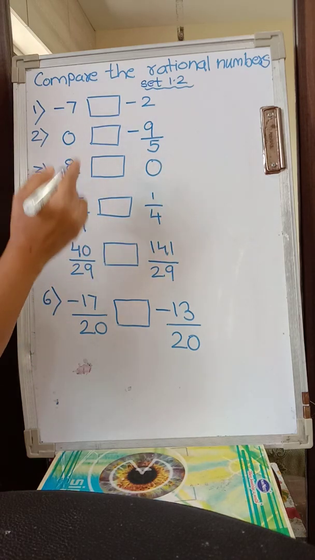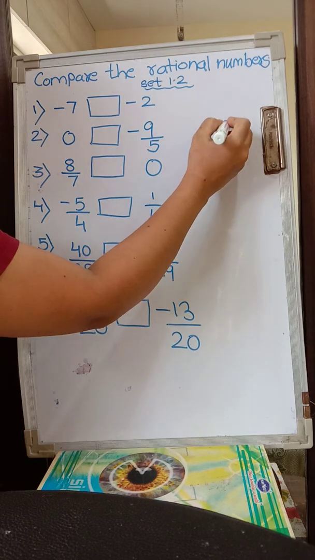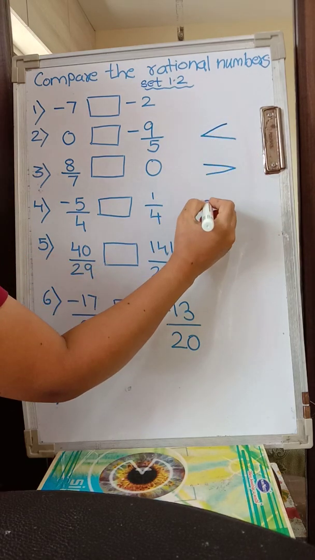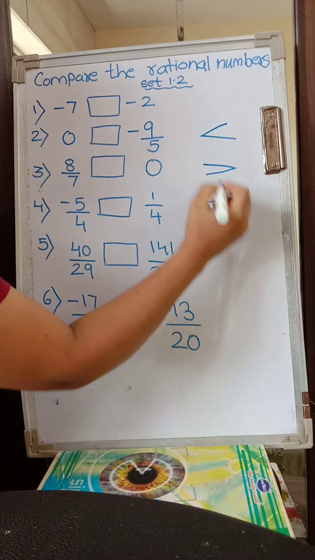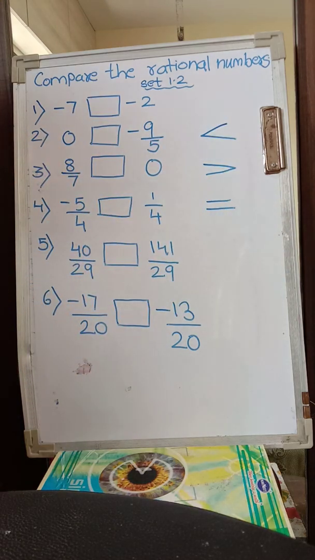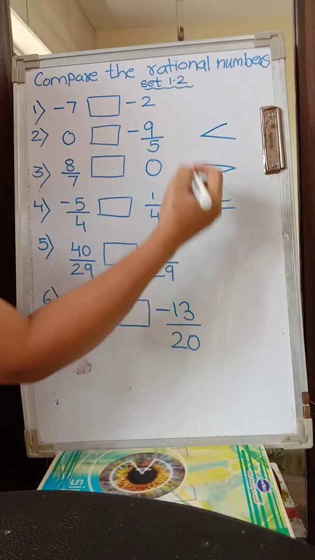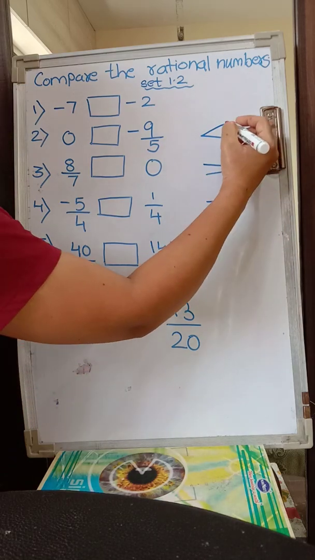Now there are three signs. One is this sign, another is this sign, and the third is this sign. If you know how to use these signs, it is very easy to give the signs. Now see, I'll tell you a trick. First of all, students are confused with the names like less than and greater than. This is equal to, no doubt. Alright.